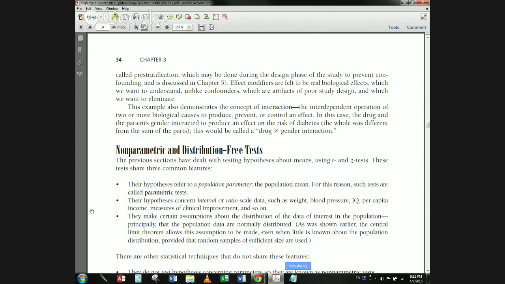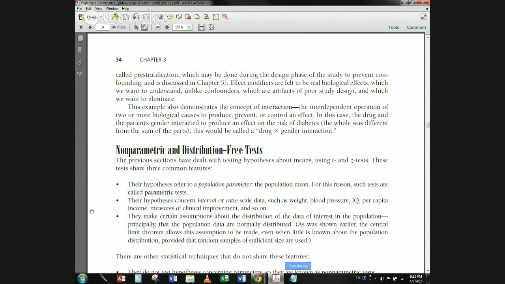Their hypotheses concern interval or ratio scale data, such as weight, blood pressure, IQ, per capita income, measures of clinical improvement, and so on. They make certain assumptions about the distribution of the data of interest in the population, principally that the population data are normally distributed. As was shown earlier, the central limit theorem allows this assumption to be made, even when little is known about the population distribution, provided that random samples of sufficient size are used.